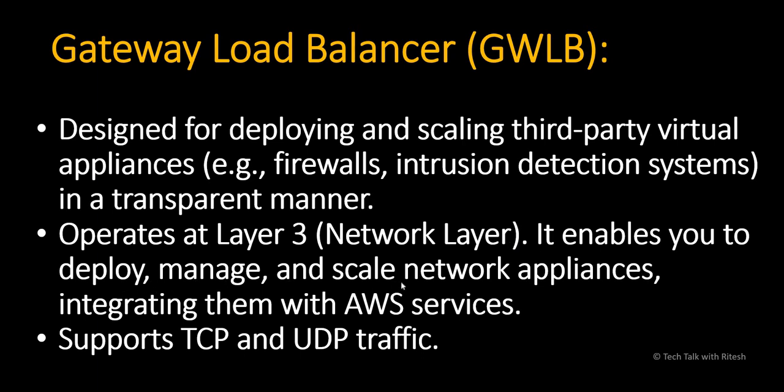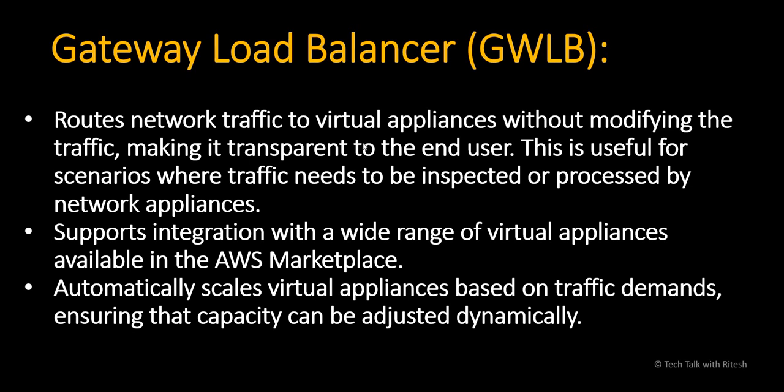It enables you to deploy, manage and scale network appliances, integrating them with AWS services, and it supports TCP and UDP traffic. It routes network traffic to virtual appliances without modifying the traffic, making it transparent to the end user. And this is useful for scenarios where traffic needs to be inspected or processed by network appliances. It supports integration with a wide range of virtual appliances available in the AWS Marketplace. It automatically scales virtual appliances based on traffic demands, ensuring that capacity can be adjusted dynamically.